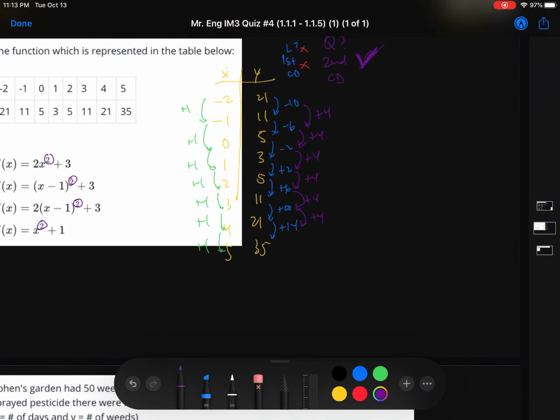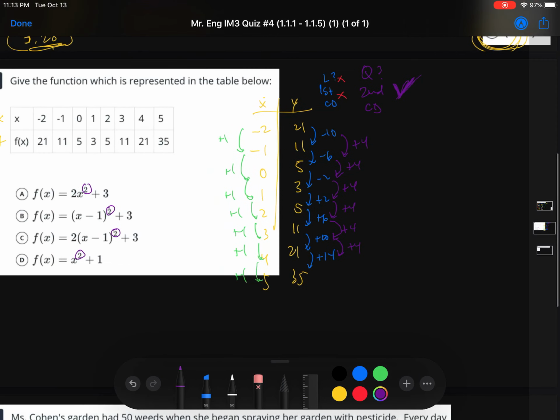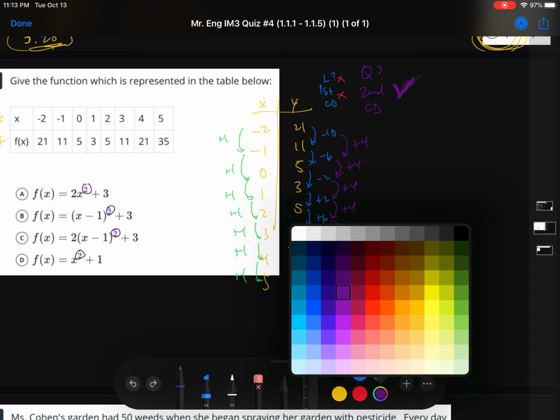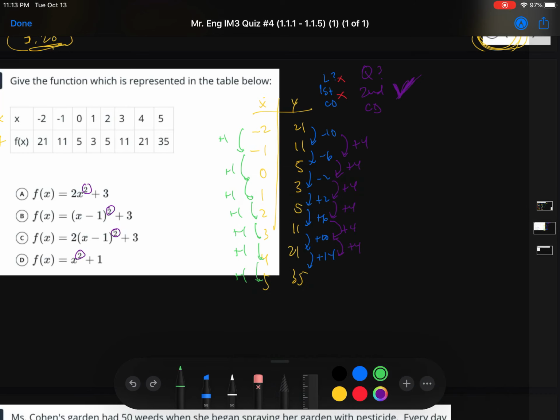Okay, so what is our formula for quadratics? Our formula for quadratics is y equals, let's do that in a different color. Let's do green. We haven't used green. y equals ax squared plus bx plus c. And let me highlight some things that we're going to use. The a value is our common difference, which is 4. Let's write that. 4.